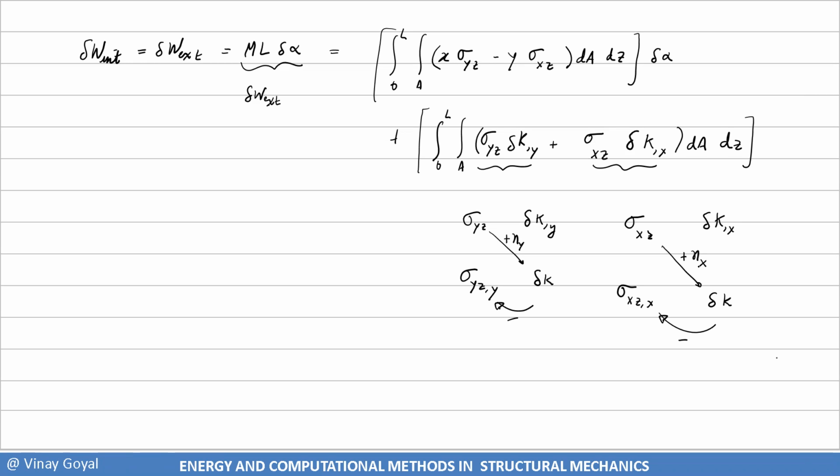Now I'll put everything inside the integral, and I'll start collecting terms if you don't mind. In the process of that, I'm going to write out all the terms one by one. So internal virtual work equals external virtual work. So I have 0 to L, and I have the integral over the area of x sigma yz minus y sigma xz, and this is dA, that's dx, but I can combine this term with that term. So I'll say minus ml del alpha.